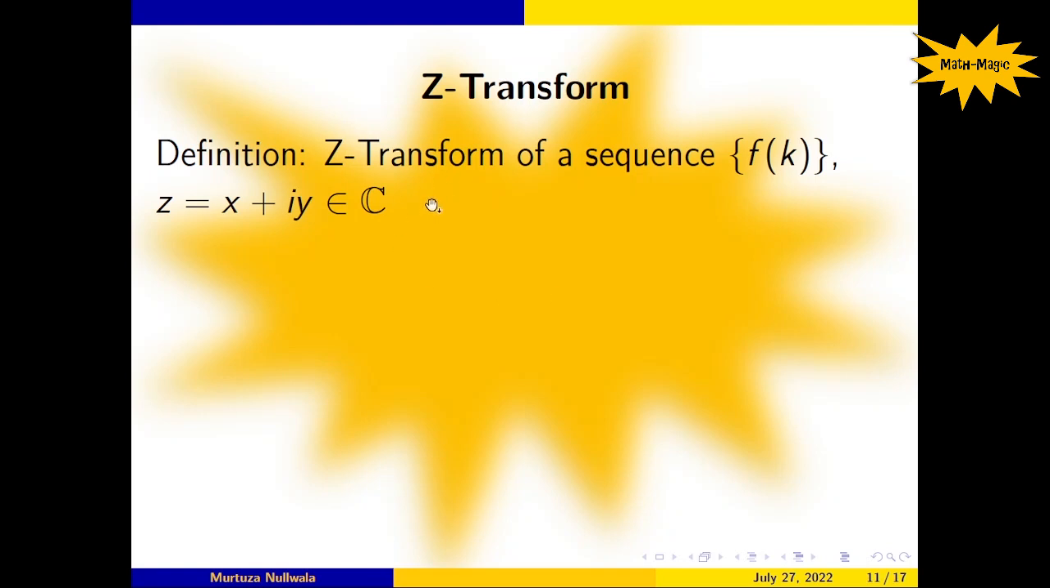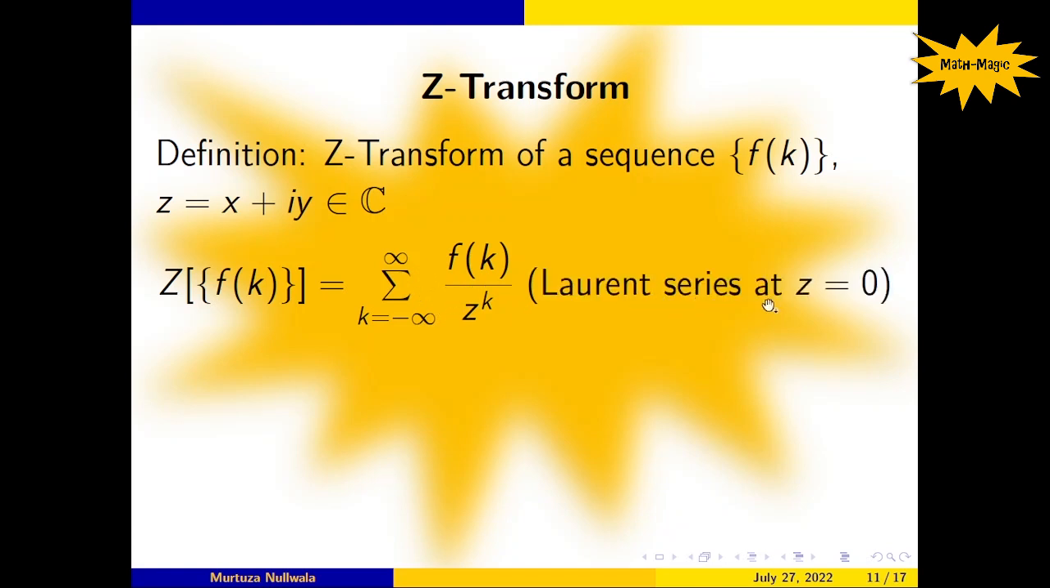Definition of a Z transform. Z transform is defined on a sequence. So we take a sequence f(k), and z is a complex number of the form x + iy. Then the Z transform of the sequence f(k) is equal to the summation of k equals minus infinity to infinity of f(k) upon z raised to k. Here we can see that the input is a sequence and the output is a function of z. This series is a special series called a Laurent series at the point z equals 0. We will talk about that a little later.